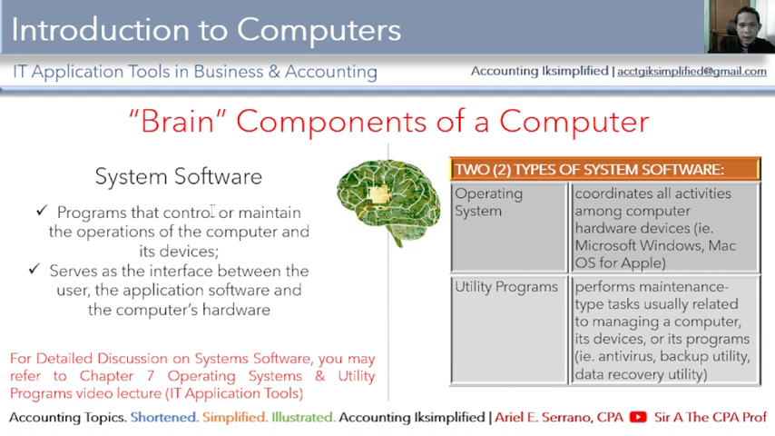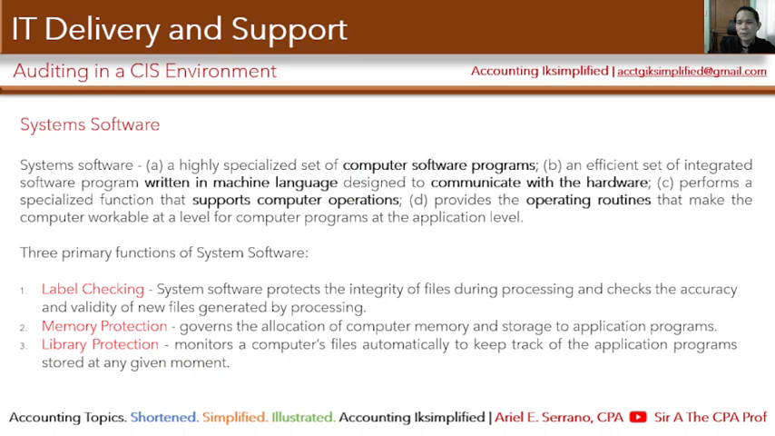Letter C, it performs a specialized function that supports computer operations. Tandaan niyo ito, programs that control or maintain the operations. So it supports the computer operations. And letter D, it provides the operating routines that makes the computer workable at a level for computer programs at the application level. So, ang system software daw ay mga operating routines na nagwo-work at the computer level, para maging functional yung mga programs na nagwo-work at the application level.